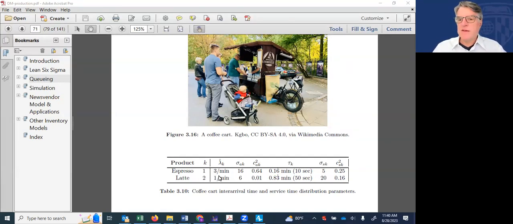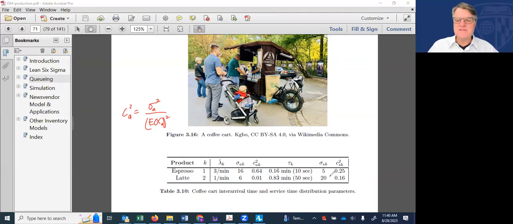They arrive at the rate of 3 per minute. That's a 20-second inter-arrival time on average. We've also got a standard deviation of 16 seconds, and that allows us to calculate our squared coefficient of variation. Just recall what this squared coefficient of variation is: it's the variance of the inter-arrival time distribution divided by the squared mean of the inter-arrivals.